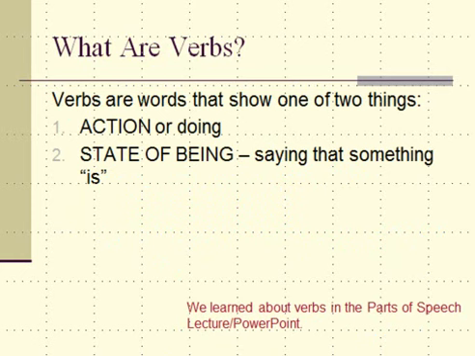Verbs are words that show either action, that means doing, or state of being, and all that means is saying what something is, linking a noun to what it is, either renaming it or describing it.